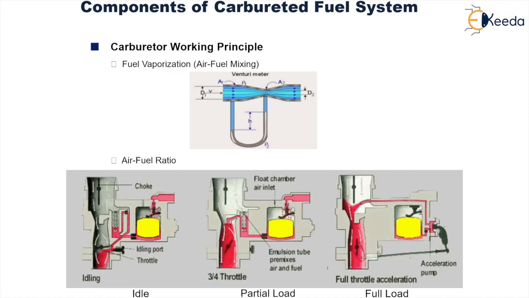This will help to rectify the problem of the rich mixture needed during full load, because as the throttle opens, this acceleration pump will operate and supply an additional amount of fuel to the carburetor in order to produce the rich mixture that is required. Okay, so these are the different configurations or arrangements in a carburetor which are incorporated in order to ensure that the same carburetor is capable of supplying different air fuel mixtures required during different modes of engine operation.